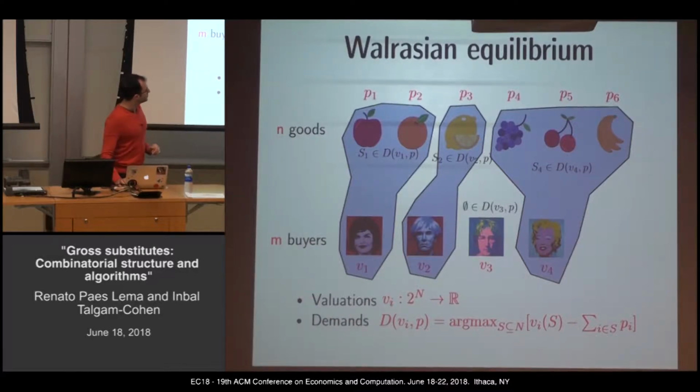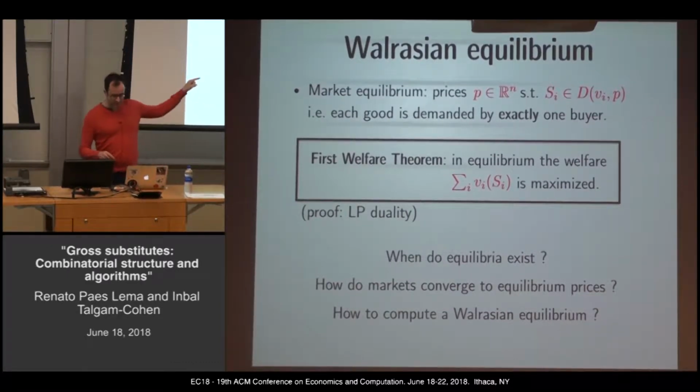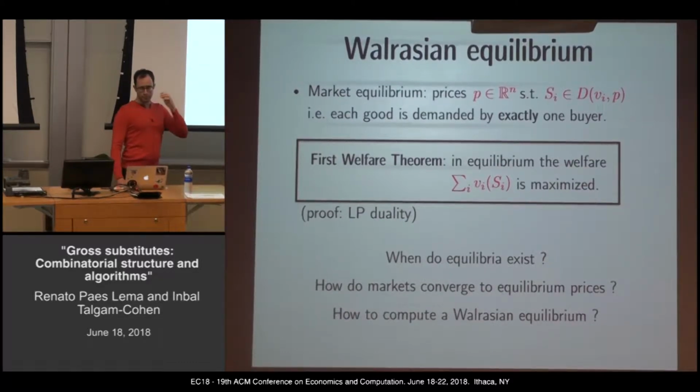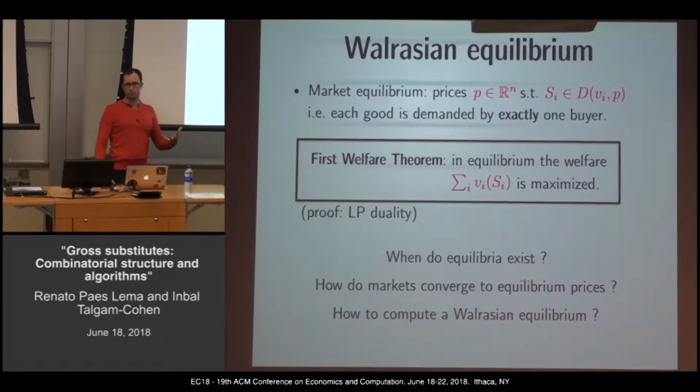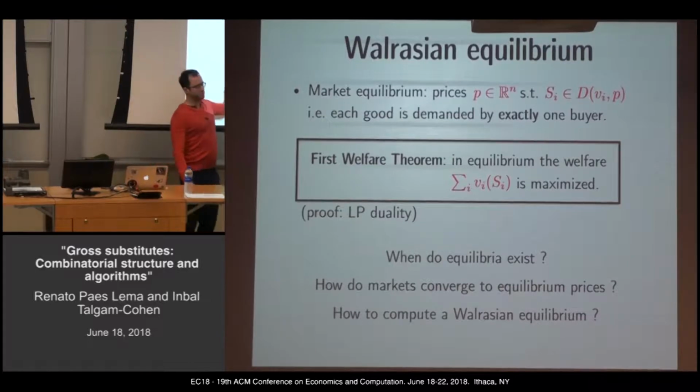Things are sold nicely. And what's nice is that there is a theorem saying that if you are in market equilibrium, so that's the definition, every good is demanded by exactly one buyer. And one nice thing is that if you are in equilibrium, then welfare is maximized. So if you have some vector of prices where everyone demands their favorite bundle and everything is sold, then you found the partition that actually maximizes the summation of v_i(S_i).